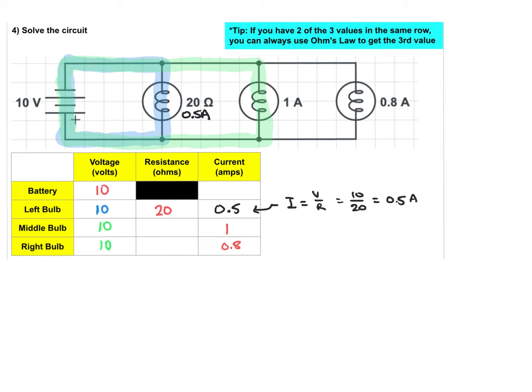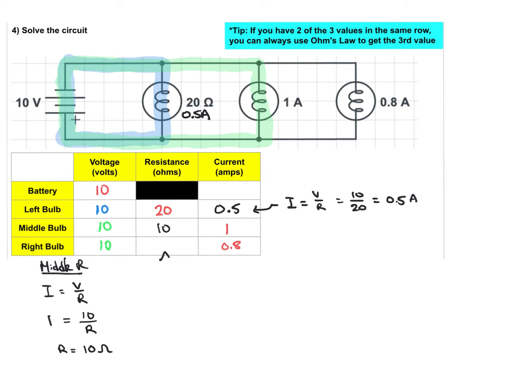I can go try to find the middle bulb's resistance. So I'll just say middle R for resistance. So here's Ohm's law's formula. For the middle bulb, I can fill in 1 amp equals 10 volts divided by something. So 10 divided by something has to equal to 1. Well, that's going to be 10 divided by 10. So the resistance is going to be 10 ohms. So I'll fill in 10 right in the middle there.